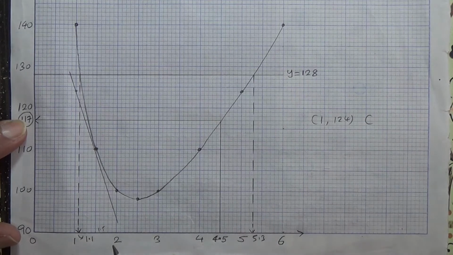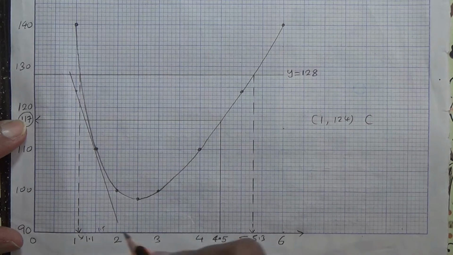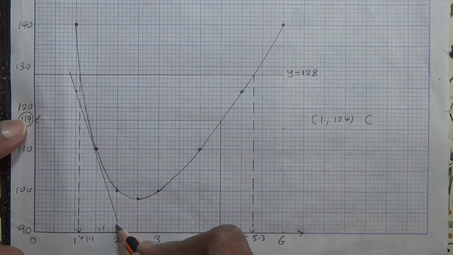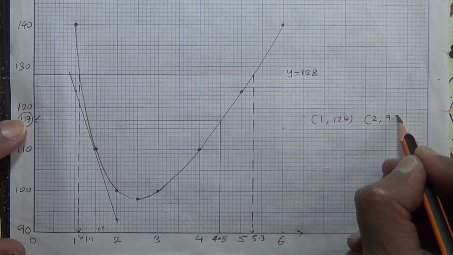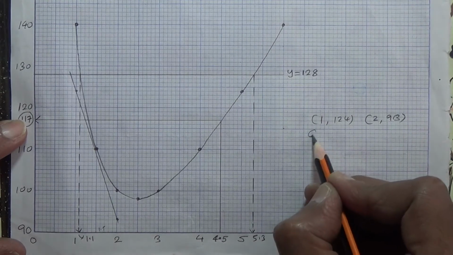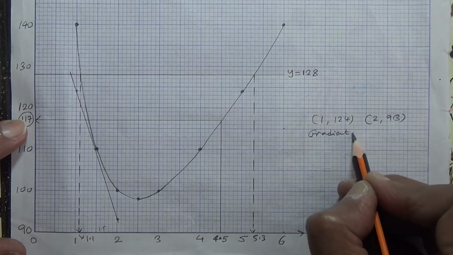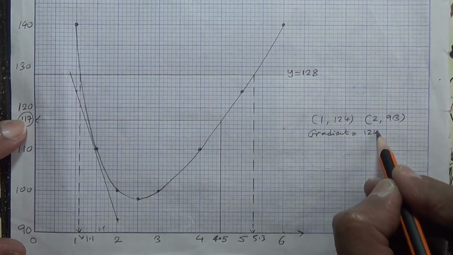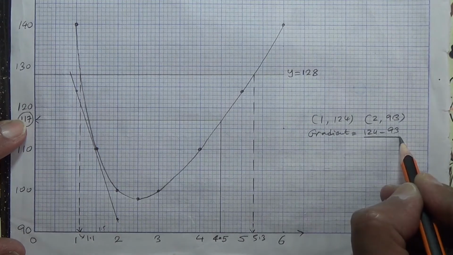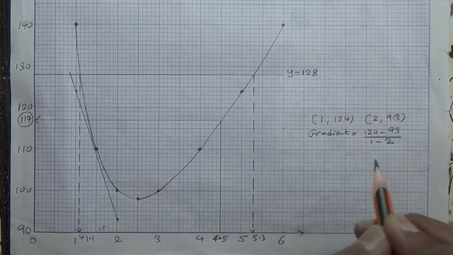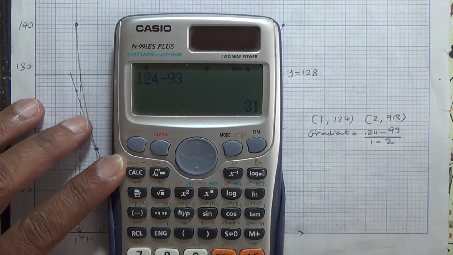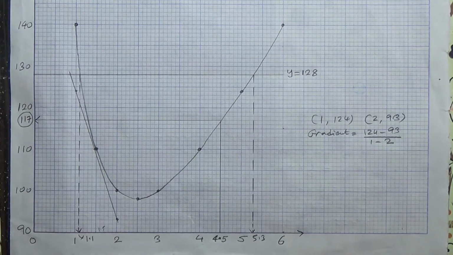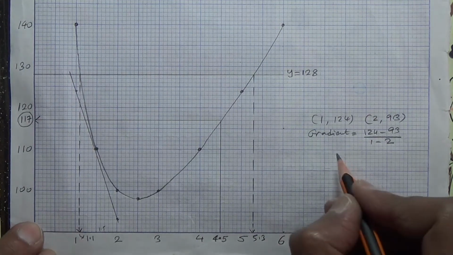And the next one you can take, let's say, 2. Alright, 2, and then we got 91, 92, 93. So a point here and a point here. So 2 and then 93. To find the gradient, you take y2 minus y1 divided by x2 minus x1. So 124 minus 93 divided by 1 minus 2. So 124, take away 93, and then you divide by minus 1. It's going to give you minus 31. So the gradient we're looking at is minus 31.